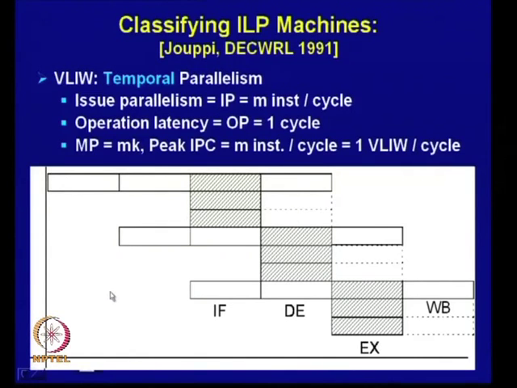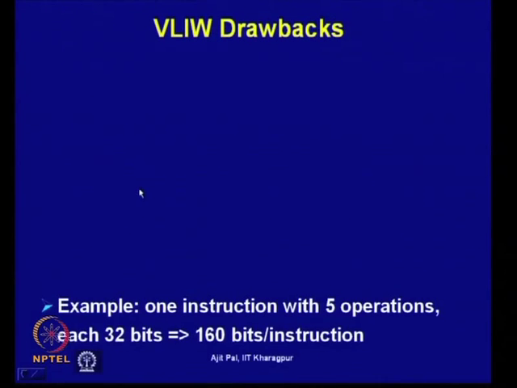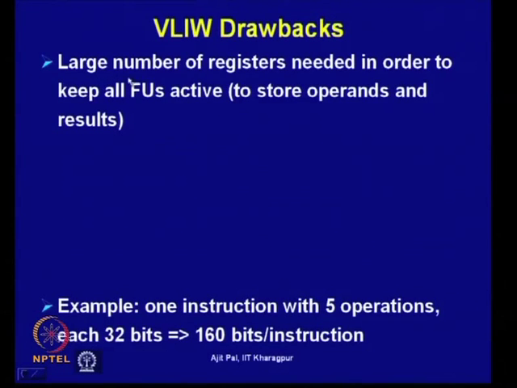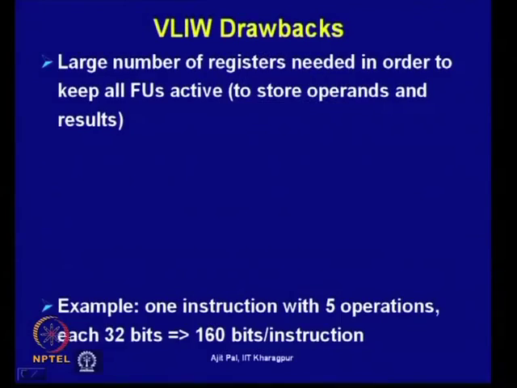And we have seen that VLIW processors have some drawbacks. Number one is that a large number of registers is needed in order to keep the functional units active. These are needed to store operands and to store results, and whenever we pick up 4 instructions to be executed in parallel, obviously you will require a large number of registers in the processor. So, this is one drawback. Unless the processor has a large number of registers, it is not feasible.